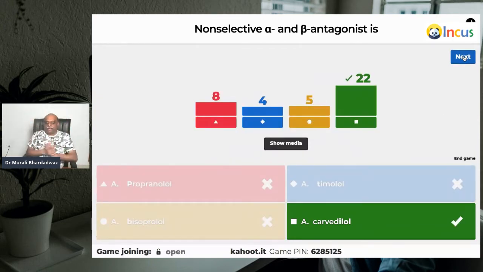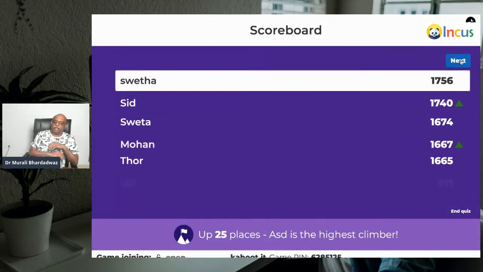22 of you are right. Propranolol, timolol, bisoprolol don't qualify that. Carvedilol is a non-selective alpha and beta antagonist is what you need to remember. That brings Sid to the top, very close to Shweta. Let us see who is the winner.